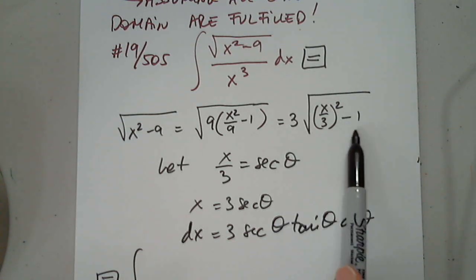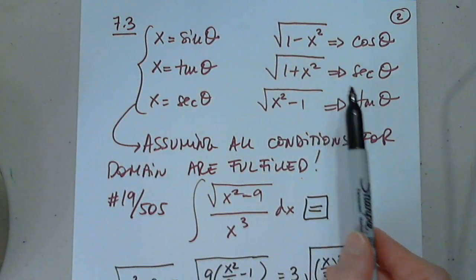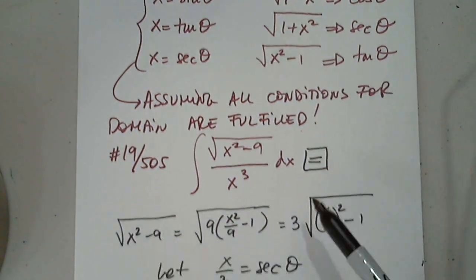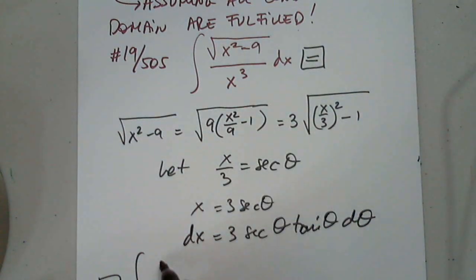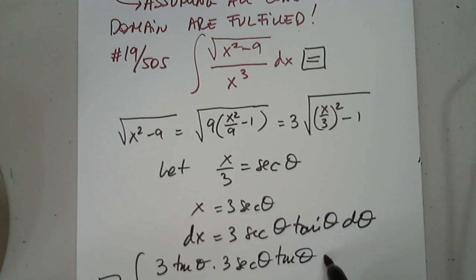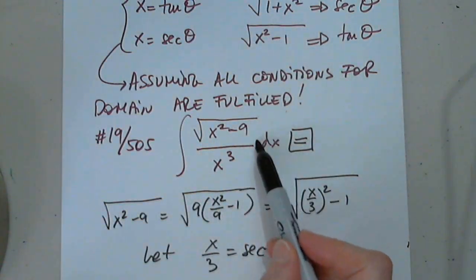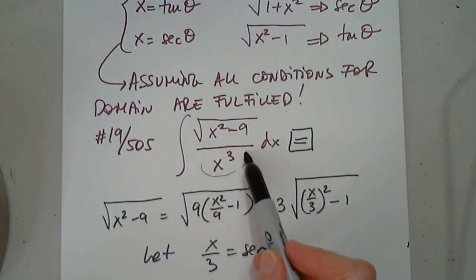But what is this? It's secant squared minus 1. But secant squared minus 1 with a square root on top is tangent. So we have 3 tangent for the numerator, 3 tangent theta. Now I have to multiply by dx, which is 3 secant theta tangent theta d theta. So this was taken care of, this was taken care of, and now we talk about this.